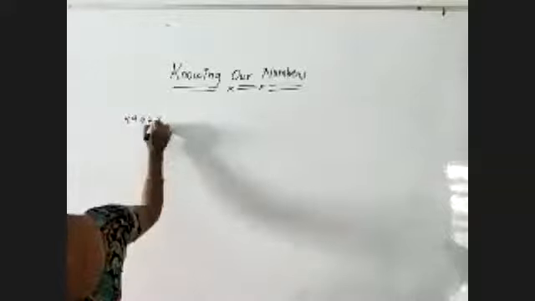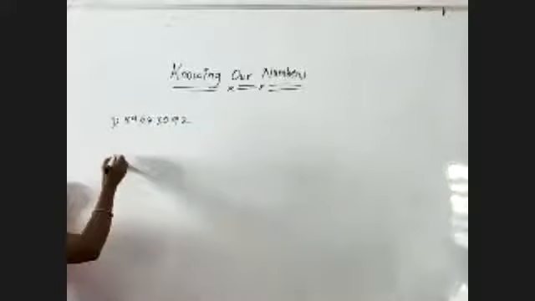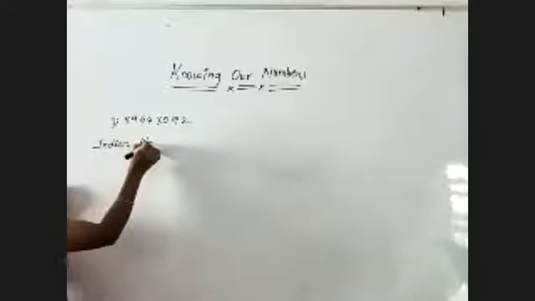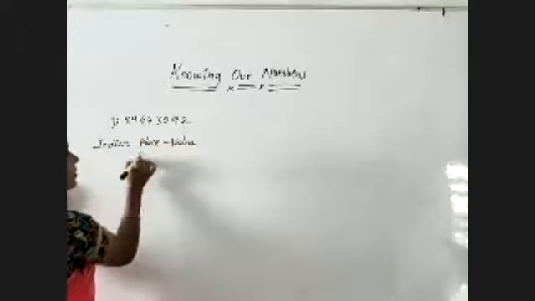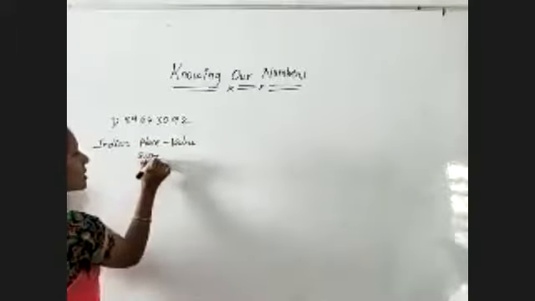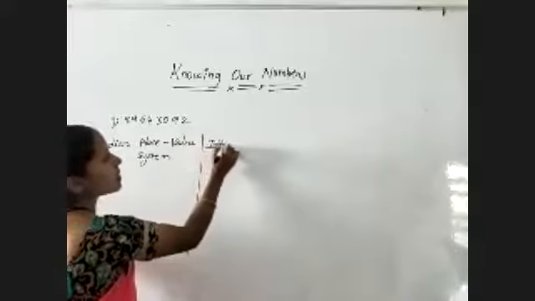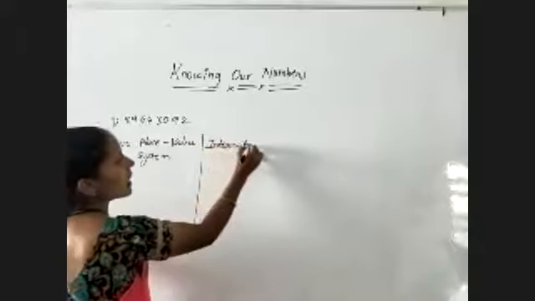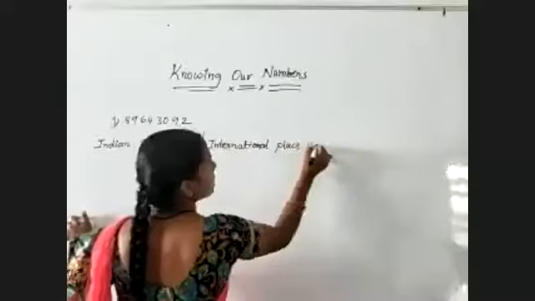8964309. Now I am asking you to write this number in both systems, that is the Indian place value system as well as the international place value system. How must I write it in the Indian place value system and the international place value system? Same number I want to write.